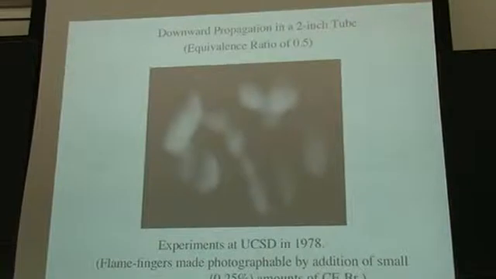At an equivalence ratio of 0.5 under these conditions, you can't see hydrogen flames, so we added 0.25% CF3Br, which made them more visible. It didn't really affect the propagation, but it made it possible to photograph them. And so you can't use a G equation for that.